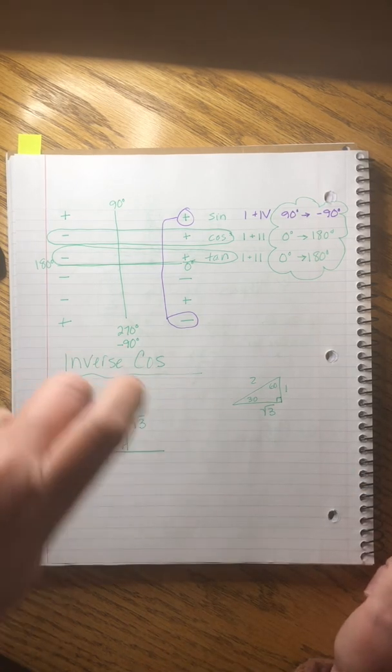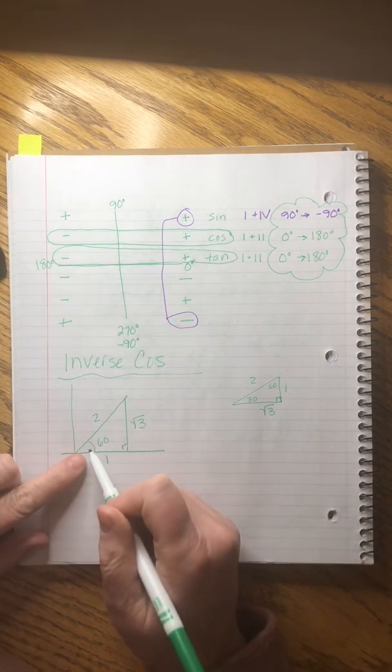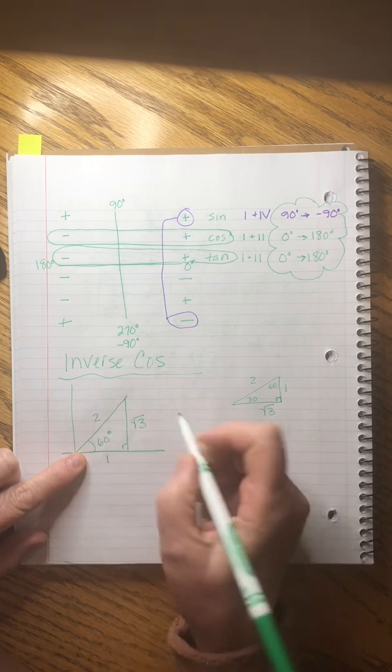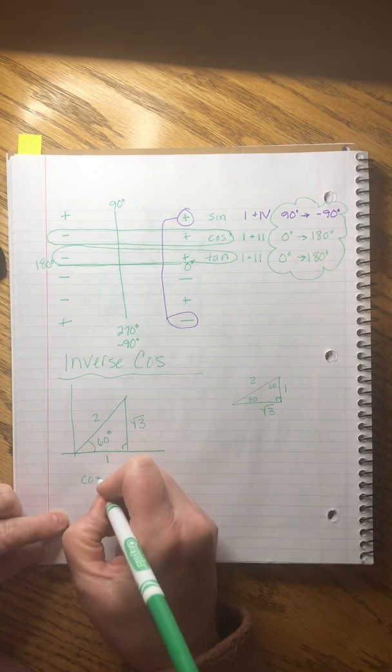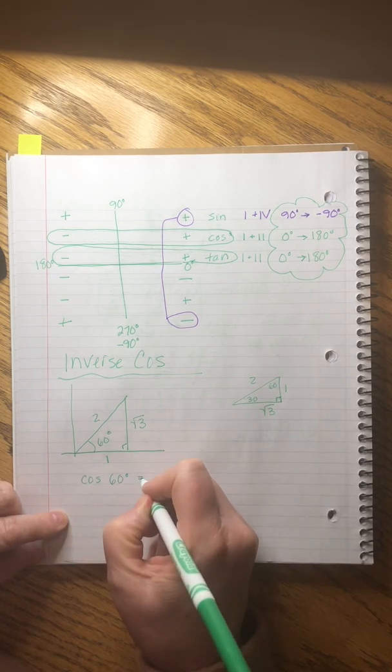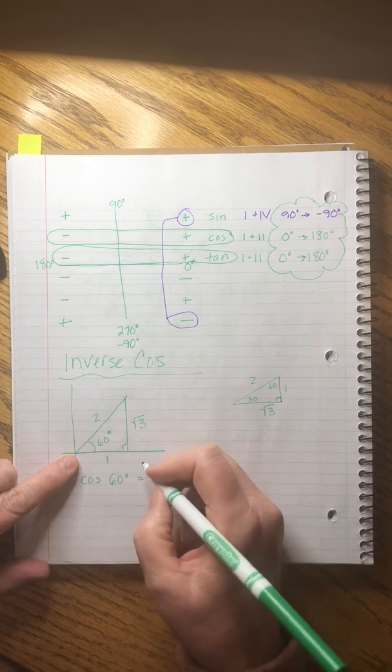If we want to find the inverse cosine, cosine usually is based on the degree, right? And then we get a ratio. And we would say the cosine of 60 degrees equals, cosine is adjacent over hypotenuse, right? So it would be 1/2.